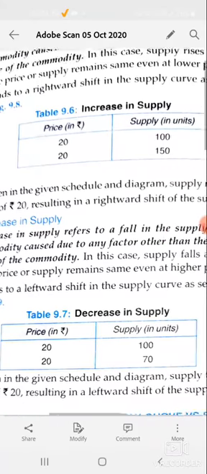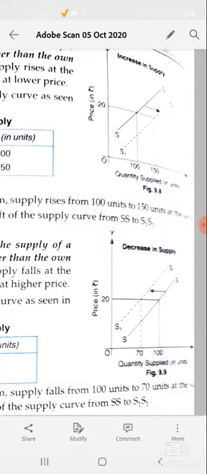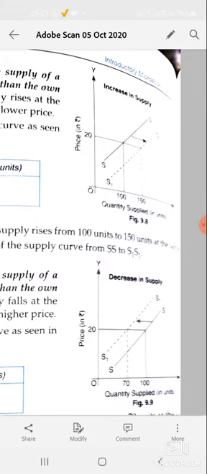Again, if you see the curve, now the supply curve is shifting to a dotted line. You will find the dotted line S1 alongside S. Now the supply curve is shifting to the right hand side. So we can also say that in case of increase in supply, the supply curve shifts to the right hand side, and remember, price is constant.